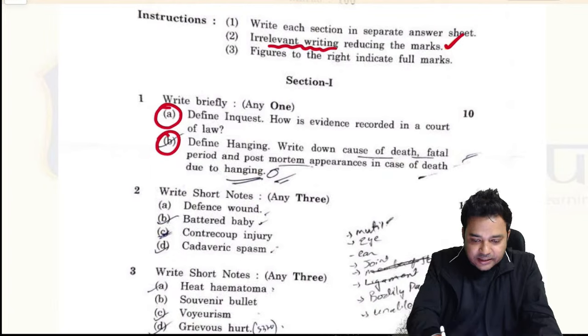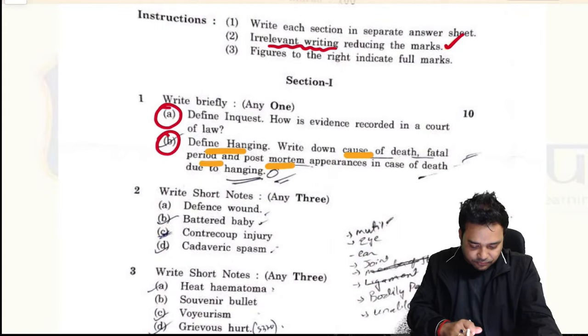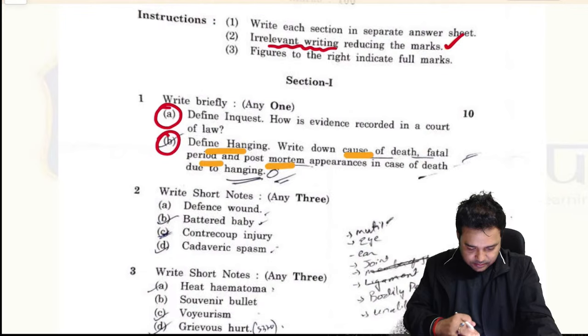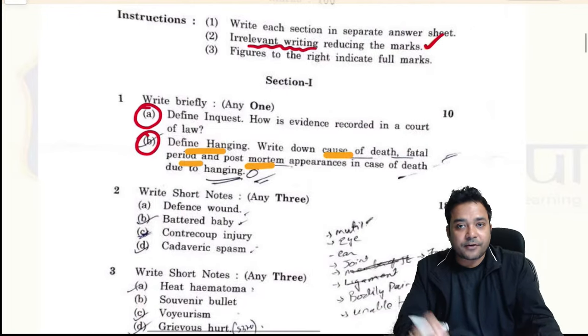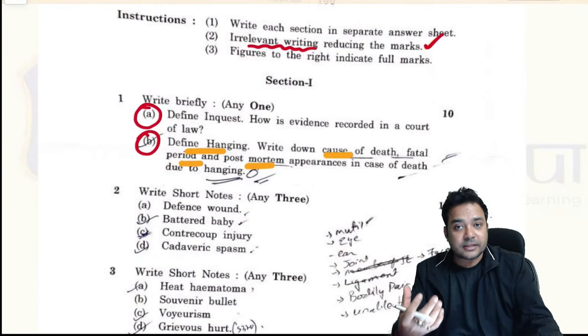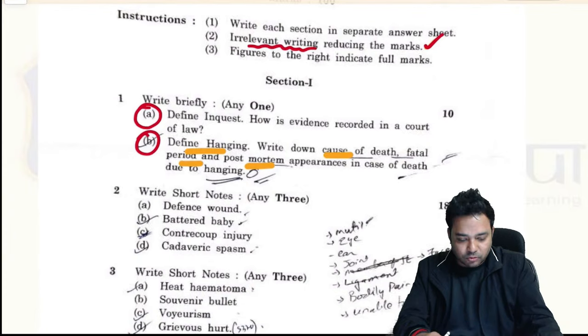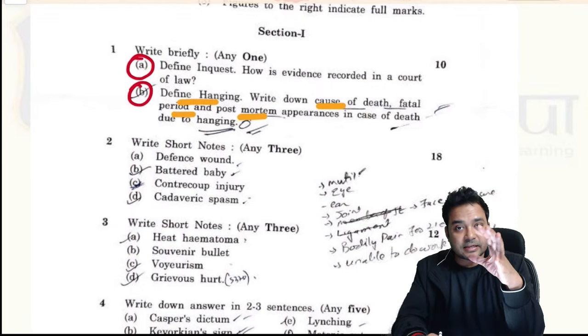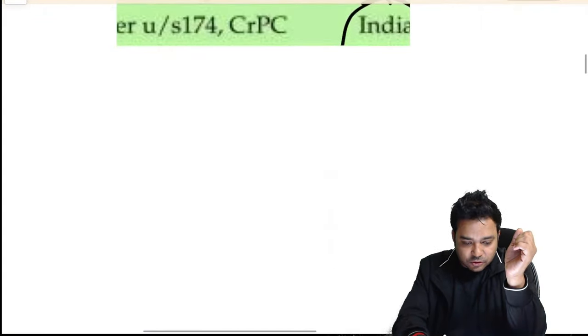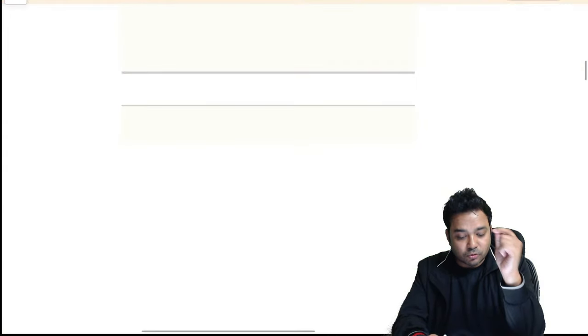Now, if the question is: define hanging and write down the causes of death, fatal period and postmortem appearances in a case of hanging. Let us see what all important things we need to remember here. We have covered this topic in our asphyxial death topic very nicely. So let us see what all things you need to write in your prof exam to score good marks.